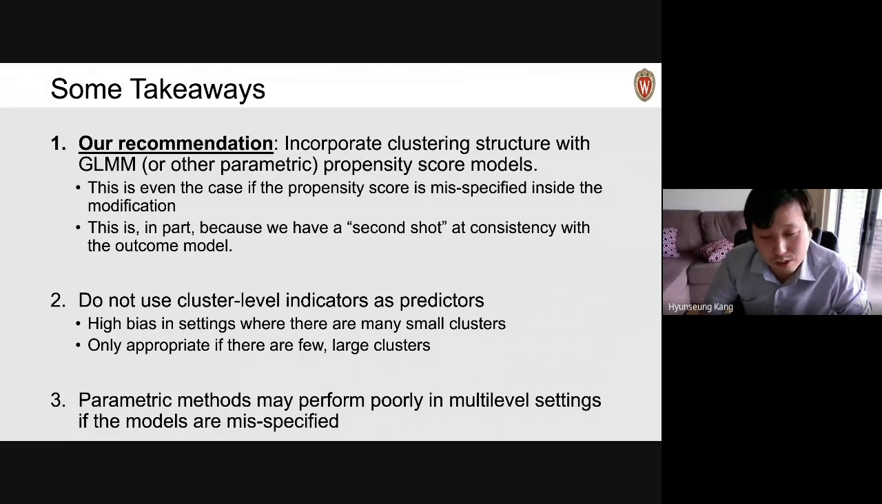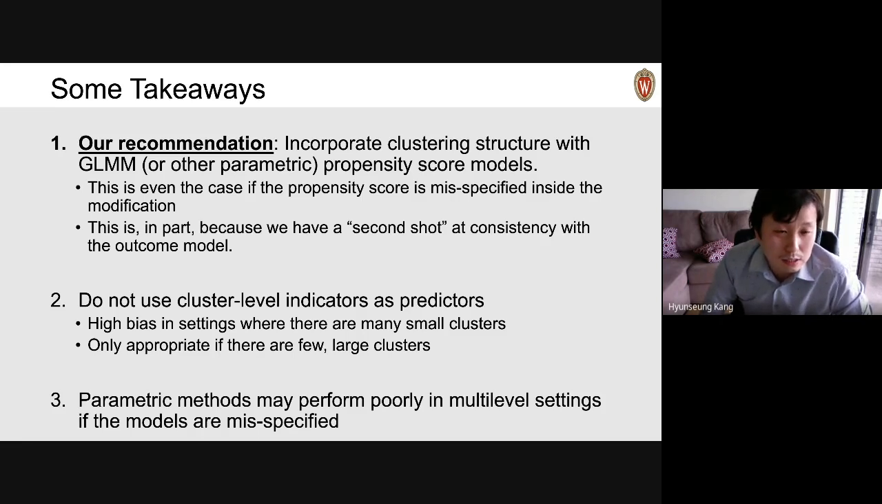Because a lot of these machine learning methods, at least the modern ones, are doubly robust, outcome regression has a second shot at it. And the parametric propensity score, even if it's grossly misspecified, is strictly bounded between 0 and 1. So the bias isn't as big as one may think, at least in practice.